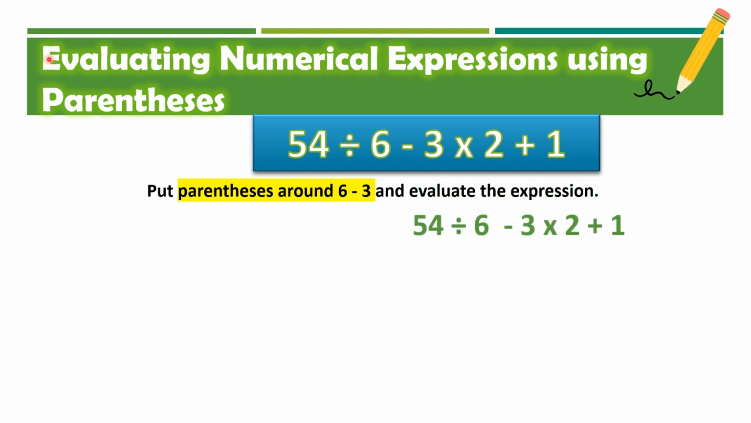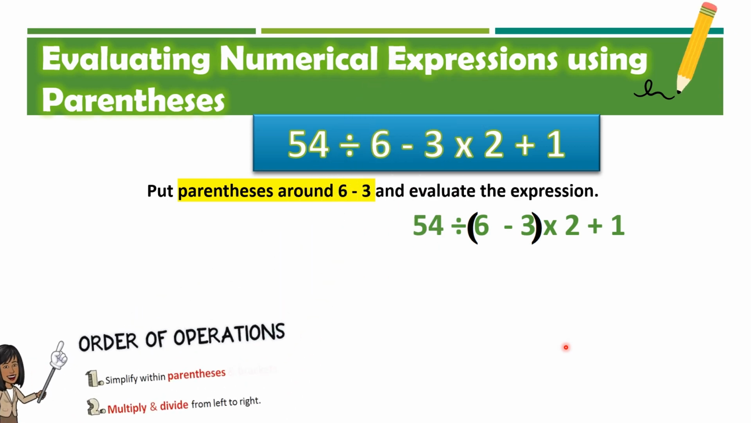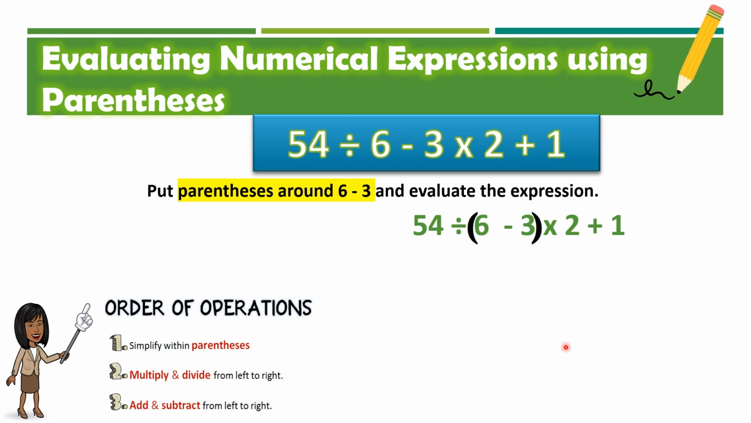So here we have 54 divided by 6 minus 3 times 2 plus 1, which is the same expression. Now we're going to be putting the parentheses around 6 minus 3. Now remember, the order of operations says we are first going to be solving what is in the parentheses. And there you go. So I'm going to subtract 3 from 6, and my answer is 3. Now I'm going to bring down the rest of the expression with it, and then I'm going to be multiplying and dividing from left to right.